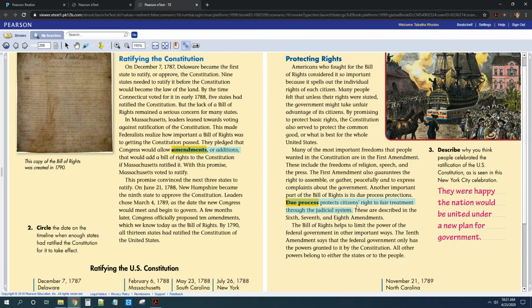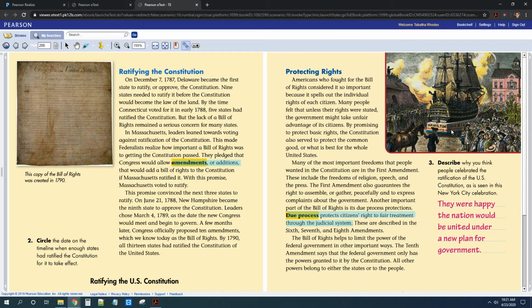Okay, number 3, you had to describe why people are celebrating. So here we have a painting of a parade in New York City. So why would people be celebrating? Well, you should have put something about like how they're happy that we have a new plan of government. They're happy that our government is going to be working better now. Usually when people have some kind of celebration, they're happy about whatever it is that's going on.